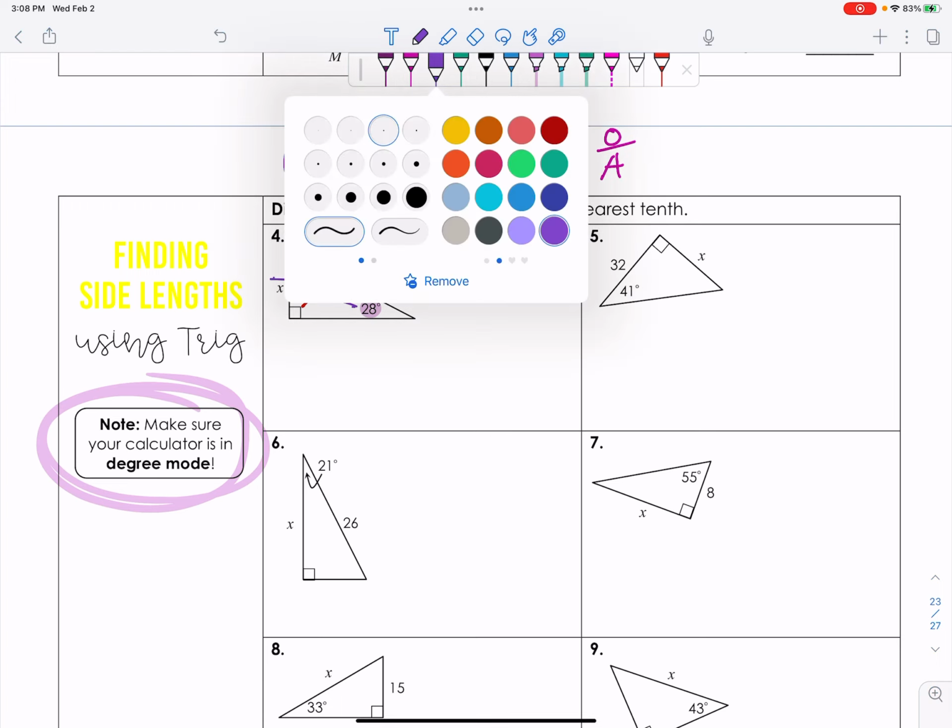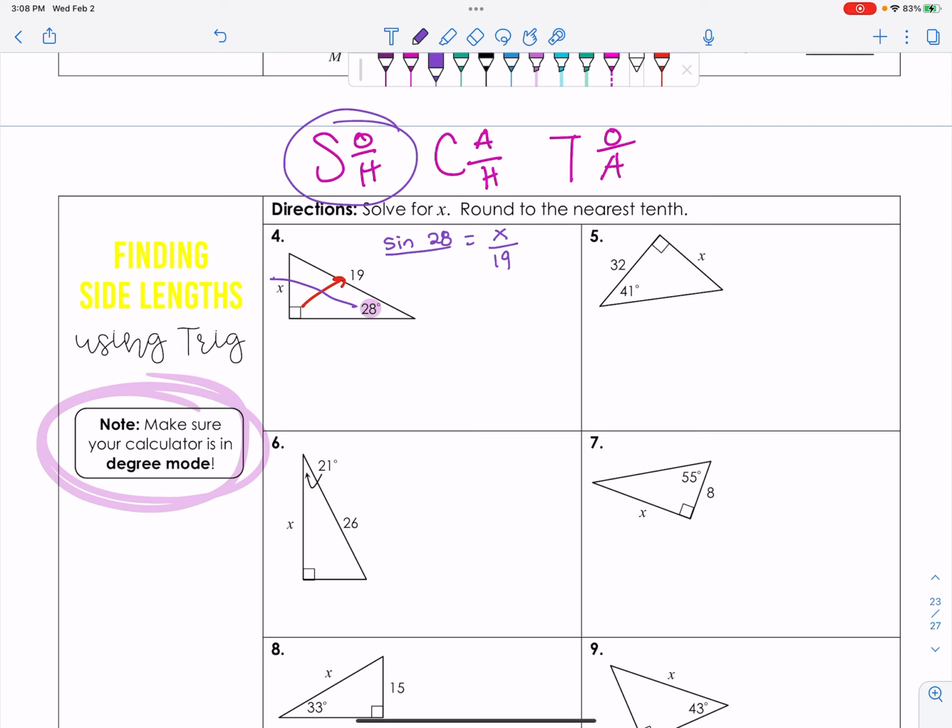We treat sine of 28 as a whole number. So as a fraction, it's sine of 28 over 1. That means I can cross multiply. So x is going to equal 19 times the sine of 28, and you can put that directly into your calculator just as you see it, and you would get x equals 8.9, rounded to the nearest tenth.